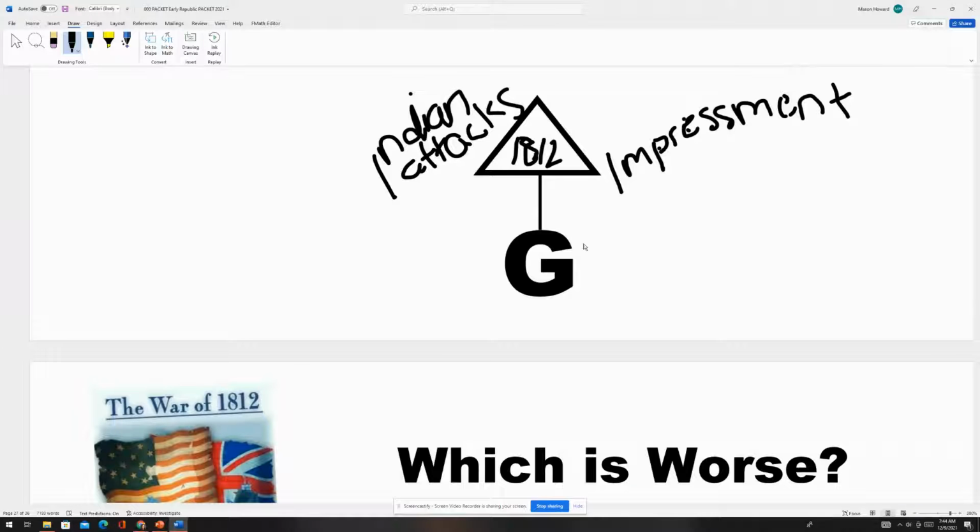So every war ends in a treaty. What was the name of the treaty that ended this? Ghent. So I'll write that.